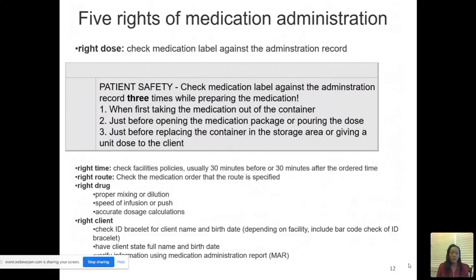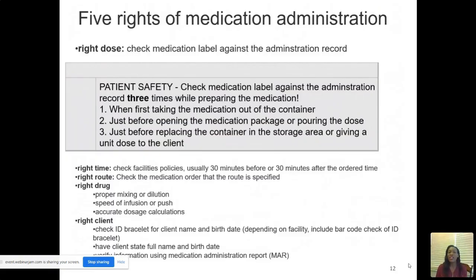All right, let's do another one. Right drug. If you don't mix that drug with the right solution, that's not the right drug anymore. So you see silly little things like that. We always think, okay, give the right drug, but it gets a little more complicated than that. If you don't give the drug at the speed that you're supposed to give it, that's not the right drug.